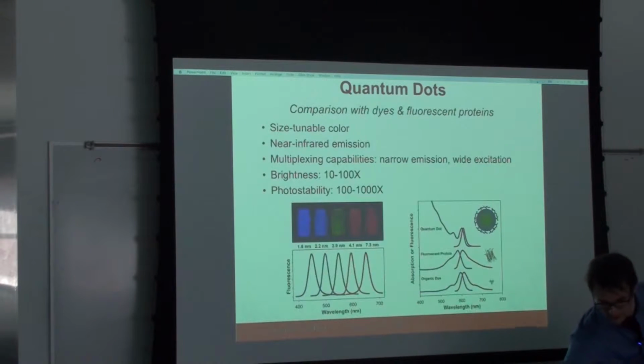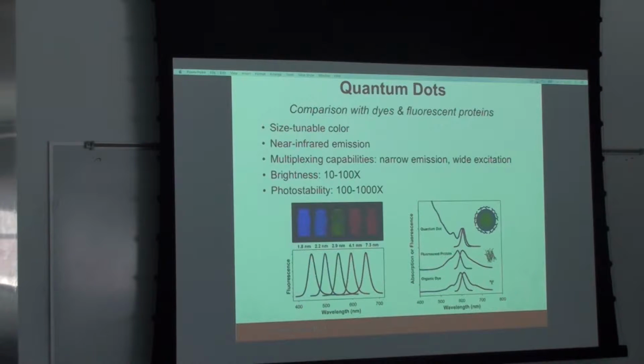So that actually is a great point, because you see, with just stopping a reaction at certain points in time, you can get different colors out. And so that's the only really type of fluorescent molecule that can do this.